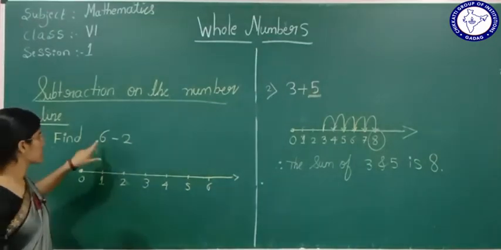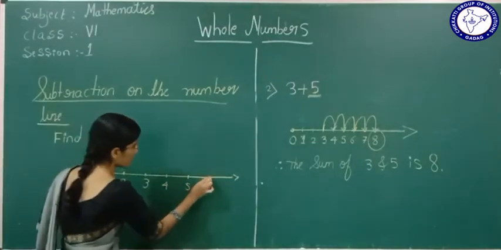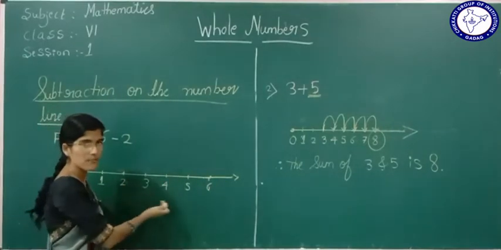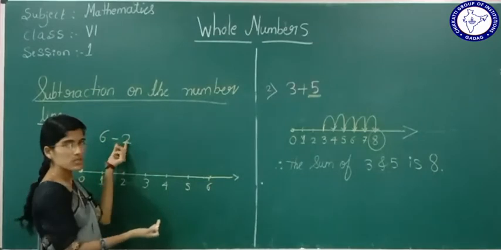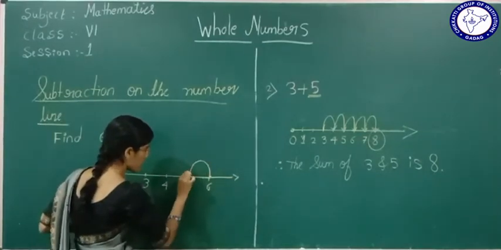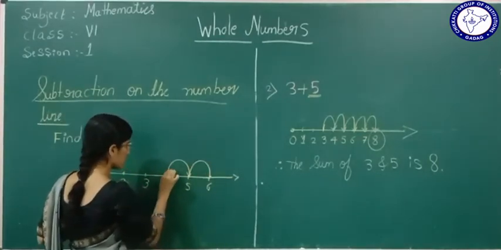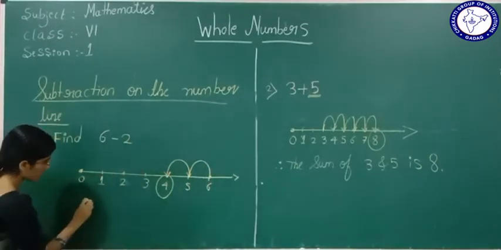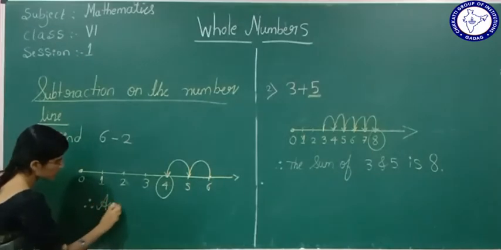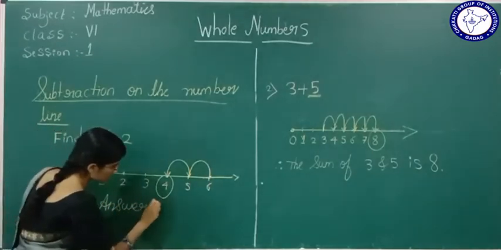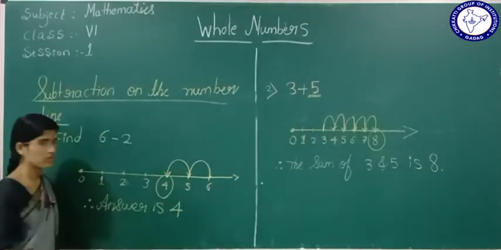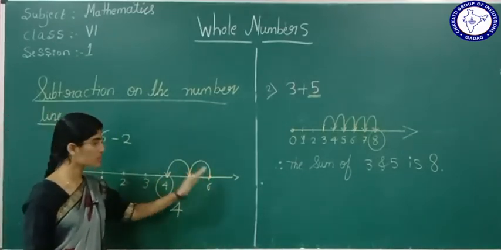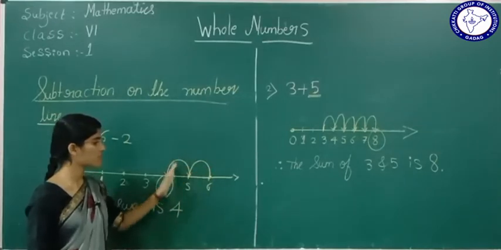Now see here, 6. Where is 6? Here. Okay. Minus means we have to move left of 6. How many jumps? 2 jumps. 1, 2. So 6 minus 2 is 4. Therefore, the answer is 4. Okay. Minus means subtraction, so we have to move to the left side of 6.